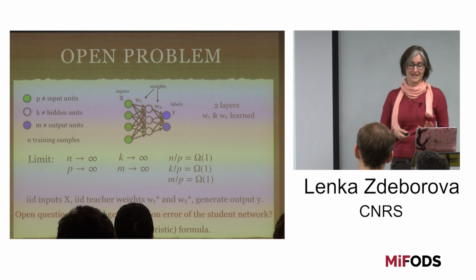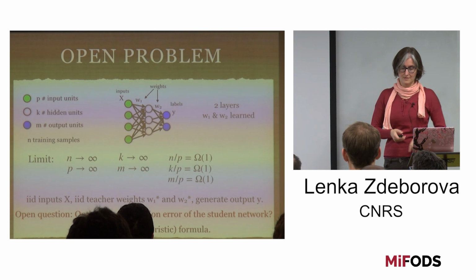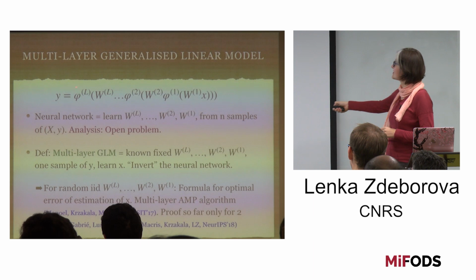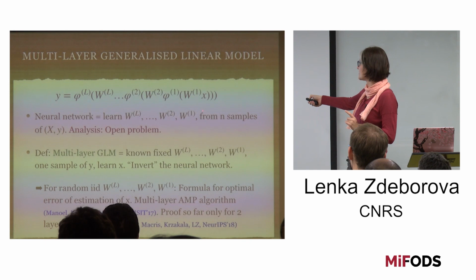But I still want to make one point before going to the second part of the talk, about something that we can do, which is interesting. Or I will not get there. That's life. So this is a multi-layer neural network, and we are learning W's from samples of X and Y. That's the problem that we don't know how to solve.